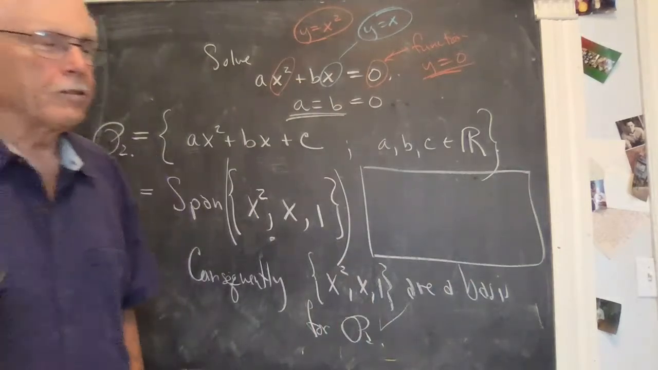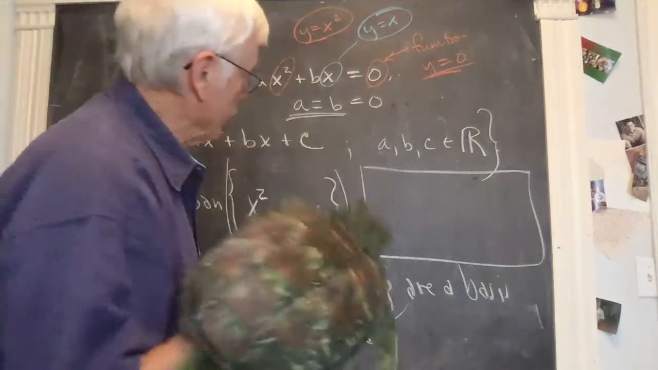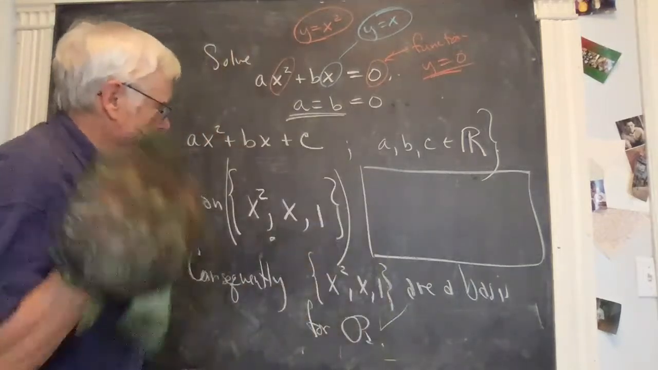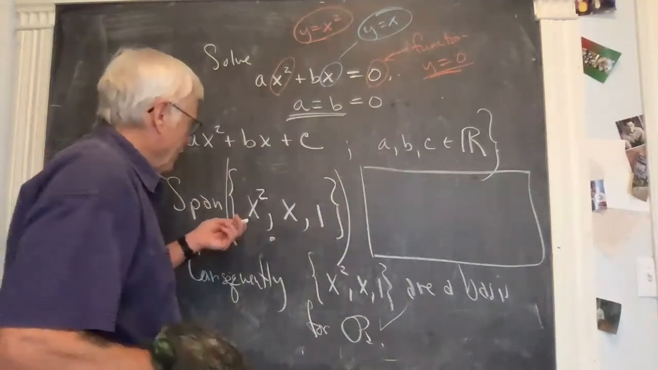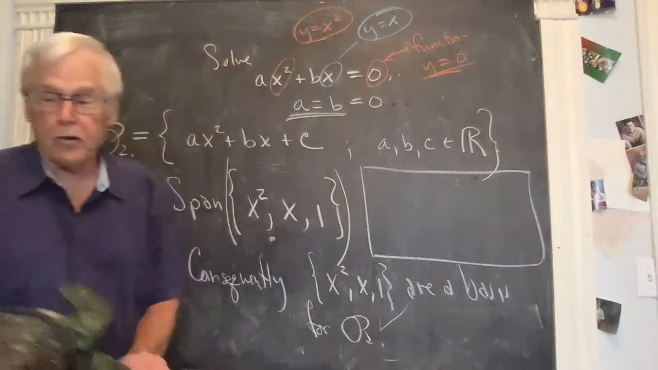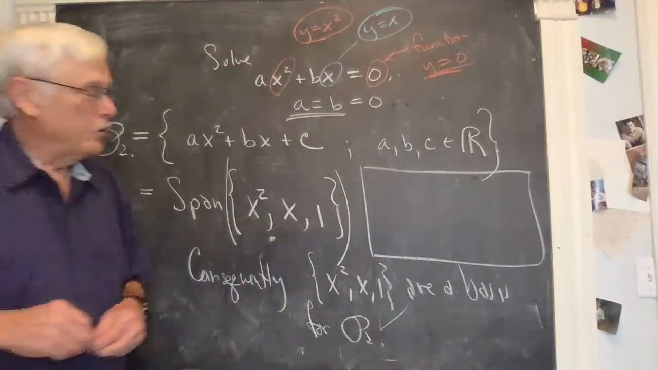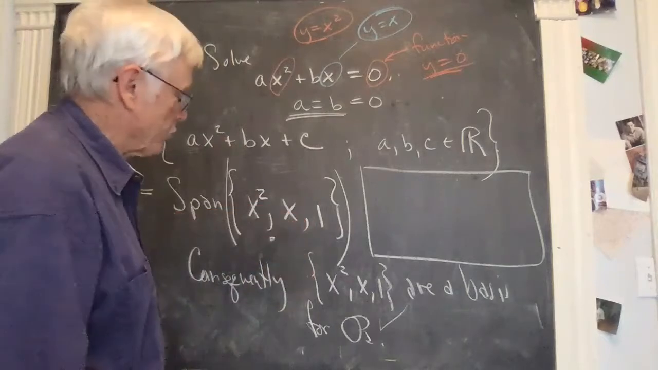Ohm is into this stuff. 3. Yes, exactly. The dimension is 3. Same as my age. Yeah, same as your age, Ohm. Because there are 3 things in a basis, this is a 3-dimensional vector space. So P2 is a 3-dimensional vector space. It has a basis of 3 things.